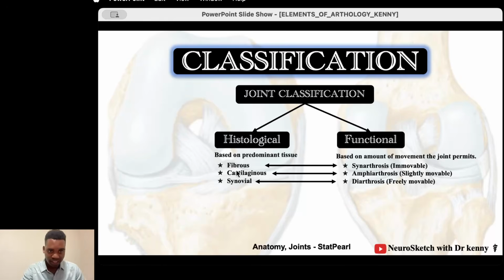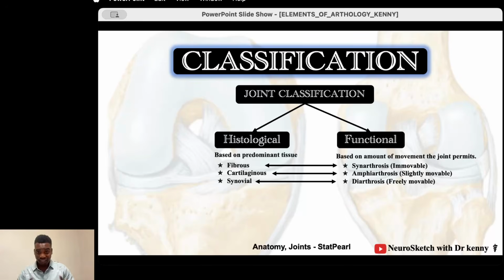And the same applies, most cartilaginous joints appear to be slightly movable, and most of the slightly movable joints are cartilaginous in nature. The same applies to the synovial: most of the synovial joints are freely movable, and the freely movable joints are synovial.